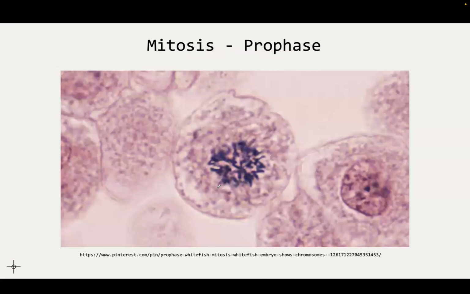So the first phase of mitosis is prophase. In prophase, the nuclear envelope dissolves. So you don't really see the nuclear envelope around what should be the nucleus.